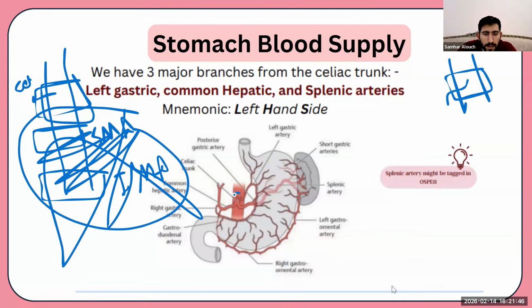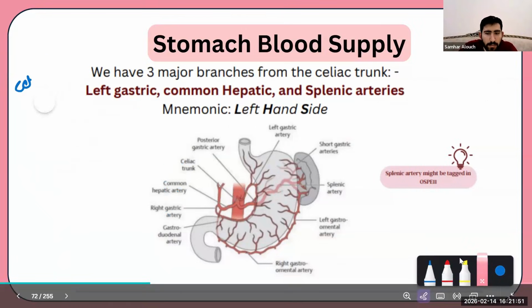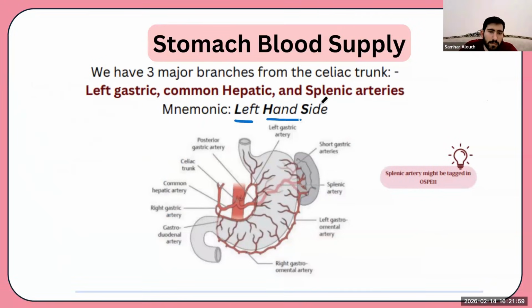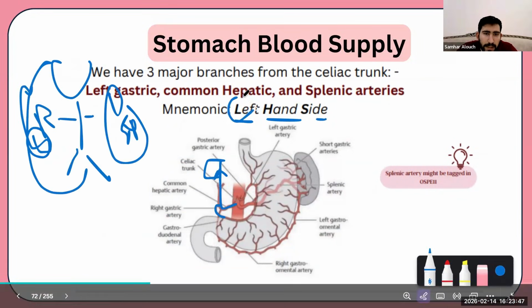This is the celiac trunk. Celiac trunk is made of three blood vessels. It's a trunk that gives three blood vessels. These blood vessels are memorized by the mnemonic left-hand side. Memorize this, left-hand side. Now we'll talk about them. So let's repeat. Left hand side.